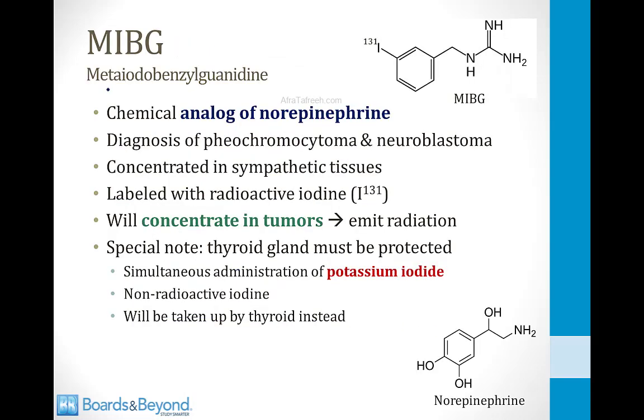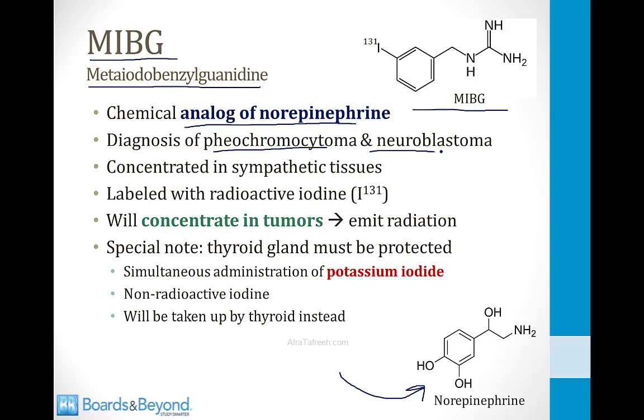There is a special test that can be done for diagnosis of pheochromocytoma and neuroblastoma. It's called an MIBG scan. MIBG stands for meta-iodobenzylguanidine, and it is a chemical analog of norepinephrine. This is the structure of MIBG shown at the top of the screen. At the bottom of the screen is norepinephrine. You can see that they look similar. So you can use MIBG for diagnosis of pheochromocytoma and neuroblastoma.